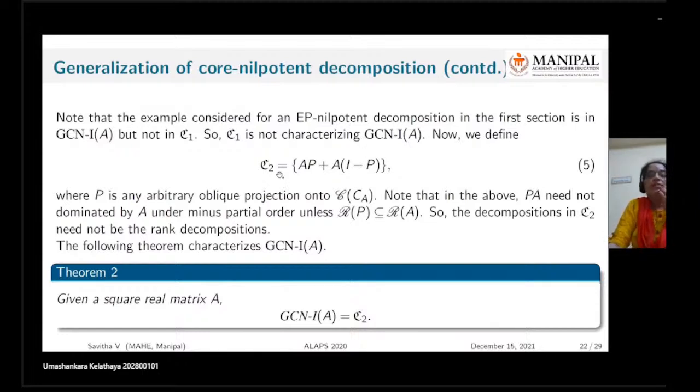So now we define another class C2 as AP plus A(I minus P), where P is any arbitrary oblique projection onto the column space of C. And note that in the above, P need not be dominated by A under the minus partial order unless the row space of P is a subspace of the row space of A, so the decomposition in C2 need not be a rank decomposition. And we can prove that given a square real matrix A, GCN1 of A is equal to C2.